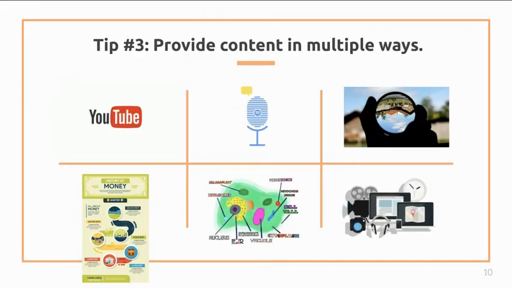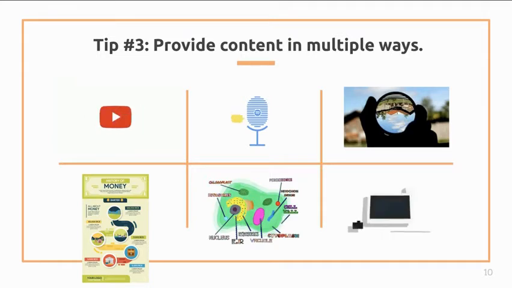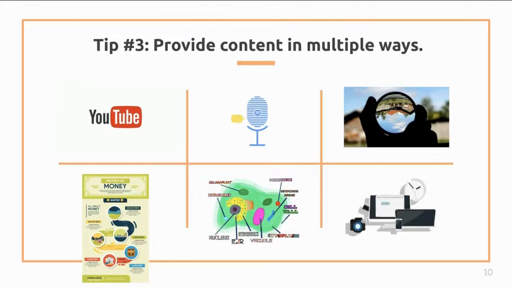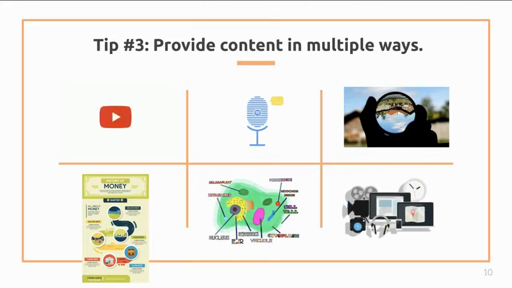Tip number 3, provide content in multiple ways. Some learners are more visual, others have auditory strengths. When we provide multiple forms of our content, we improve access to learning. Provide different options side by side. Students may even opt to view more than one of your resources.